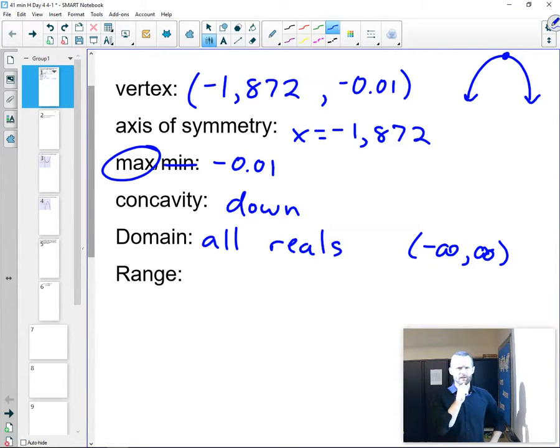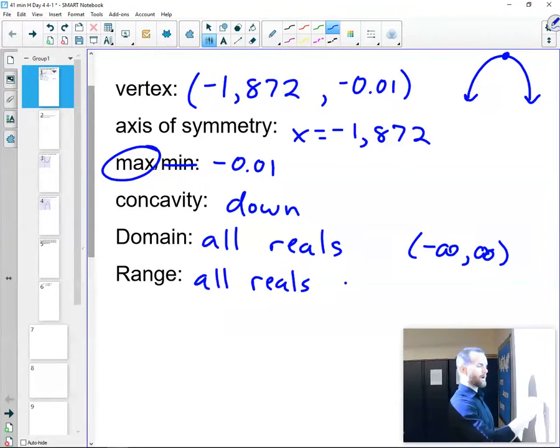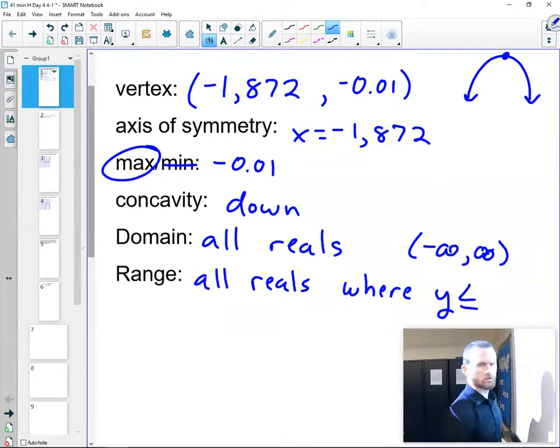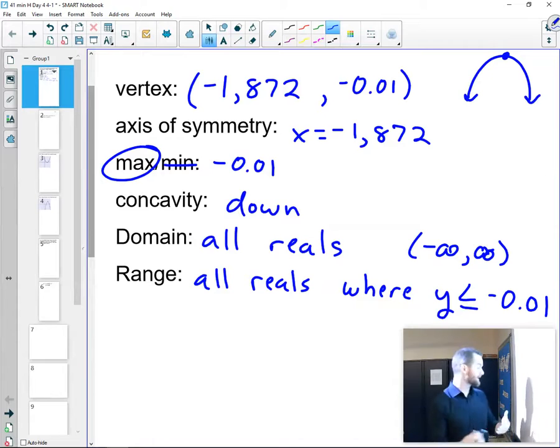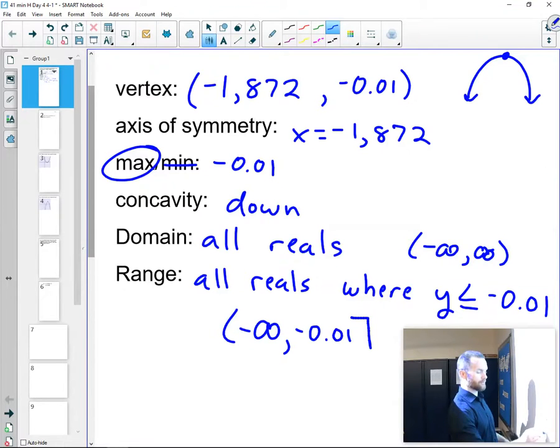Range we have to be careful of. It's a maximum, so that means it's going to be all reals where y is less than or equal to something. What's the maximum value? Negative 0.01. In set notation, that would be from negative infinity to negative 0.01 inclusive.